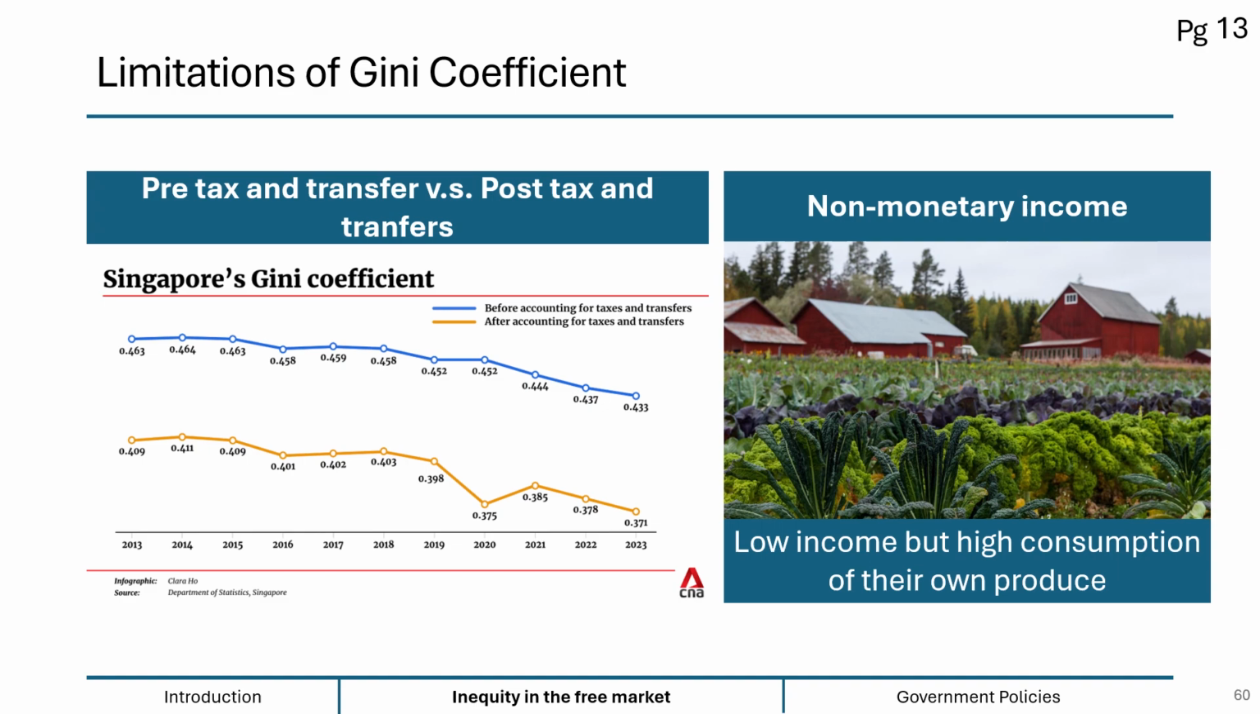The next limitation is the non-monetary income. Because not all the time your Gini coefficient is calculated only by your cash income. It does not include, for example, if I have a farm and I farm my own produce for my own consumption. Because I save money when I have my own farm and farm for my own consumption. I don't have to go to the market. So all these are not included in my calculation of the Gini coefficient. So this is another limitation.